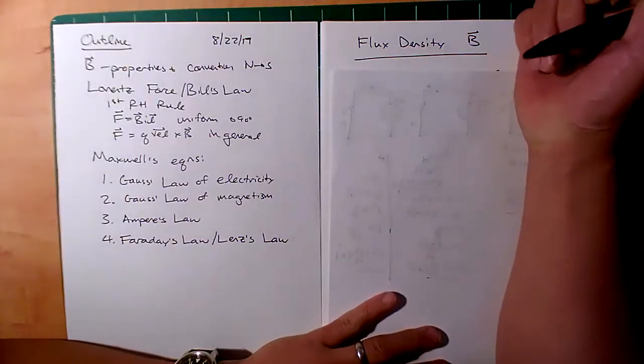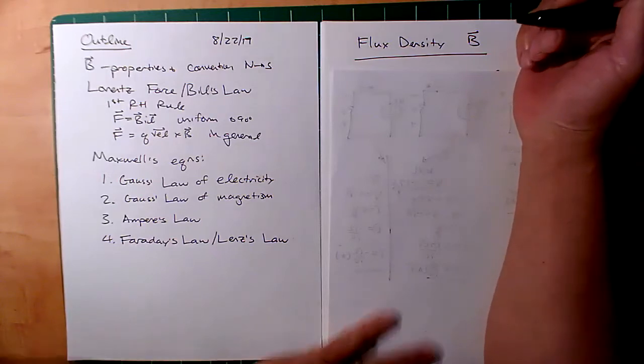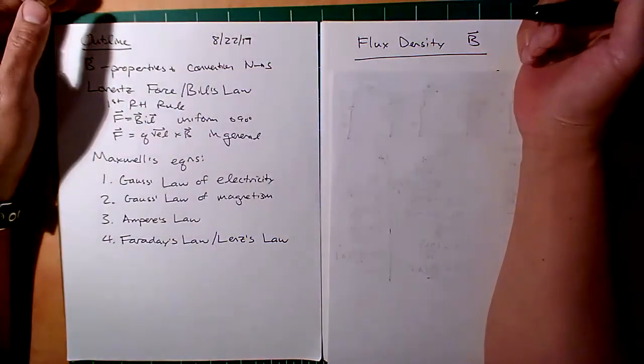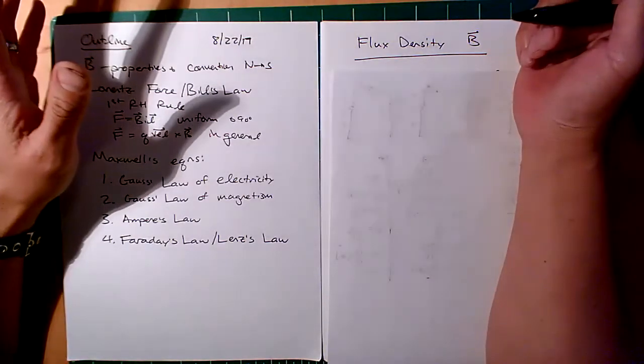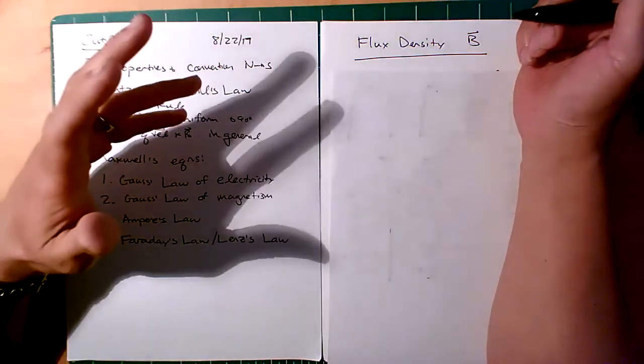Hi everyone, this is lecture 2 for ET 350. Today we are going to cover 6 of the 7 important fundamentals that you're going to need to understand all the motors and generators and transformers we're going to cover in this course. We actually went through one of them in the last lecture.